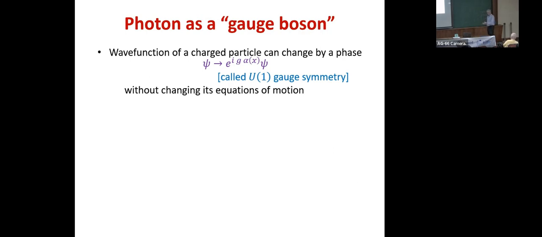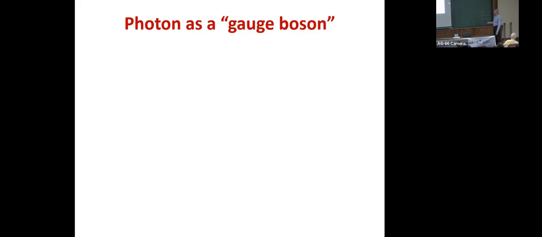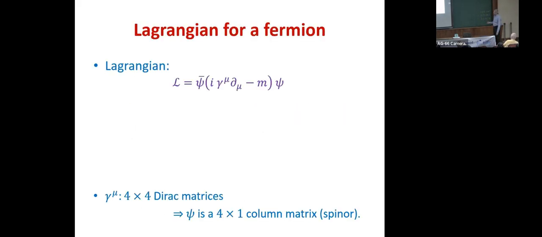Now, if alpha were a constant, then this would simply mean that you change the phase of psi. And since the phase of a wave function doesn't really matter, this is just a global change and the Lagrangian will not change. So there is no big deal if alpha is a constant. In the Lagrangian that you saw on the earlier slide, both of these will get multiplied by e to the power i alpha times g, and those factors will cancel because there is psi, there is psi bar. So that is not a big deal.